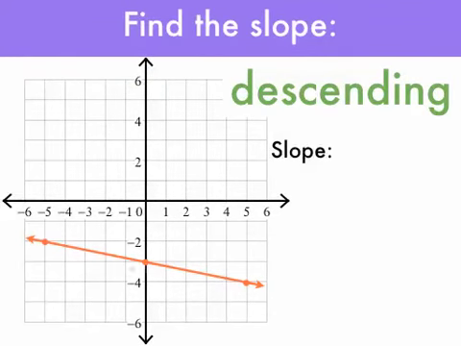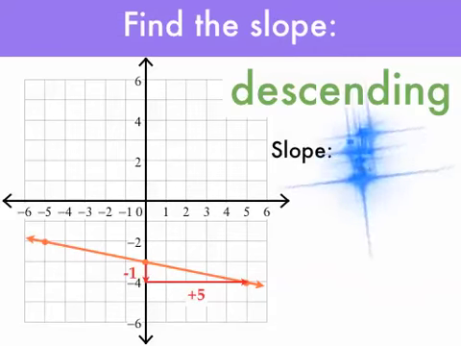Choose 2 consecutive points. If I choose these 2 points, the one on the y-axis and then the one to the right of it, I have to go down 1, which means that my rise would be a negative 1. And then I have to go to the right 5, which would be a positive 5. So my slope is going to be negative 1 over 5.